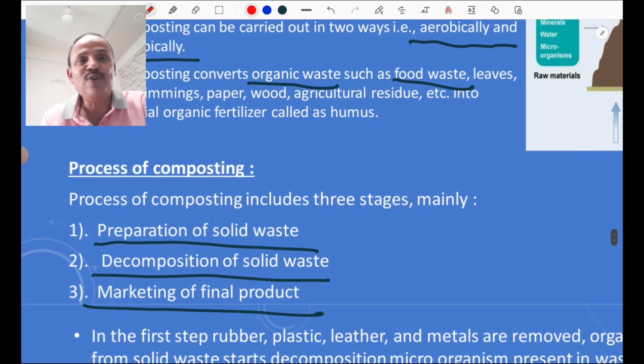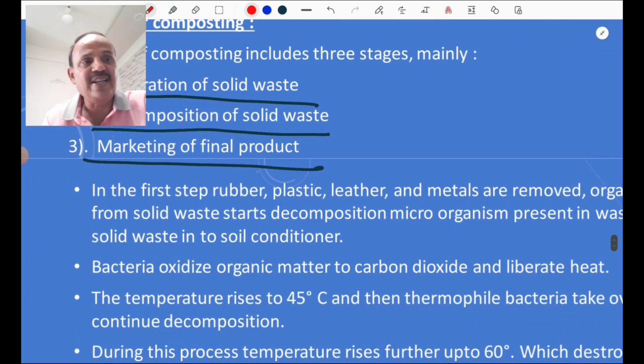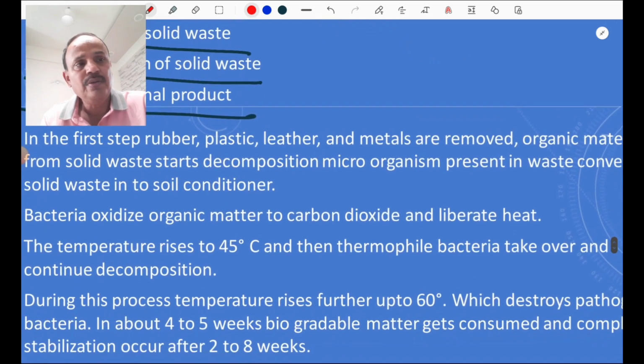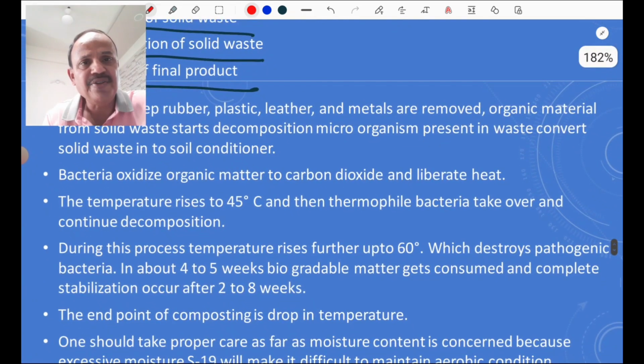Then we are going to discuss the process of composting. The process of composting includes three stages: first, preparation of the solid waste; second, decomposition of the solid waste as shown in that figure; and third, marketing of the final product. In the first step, rubber, plastic, leather and metals are removed from the solid waste. Then decomposition starts by microorganisms present in the waste and converts the solid waste into soil conditioner.